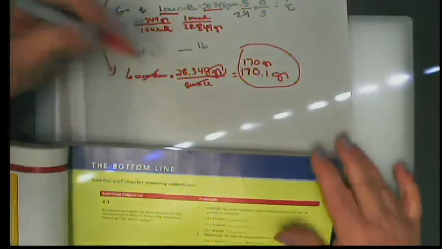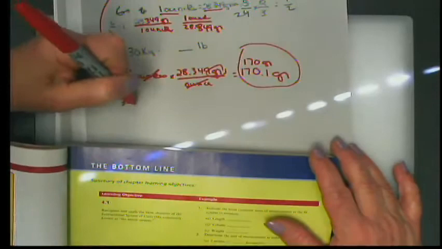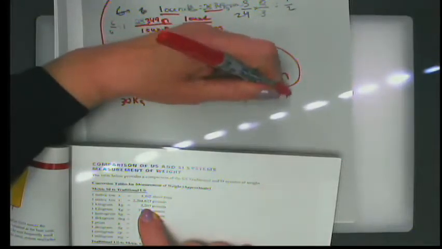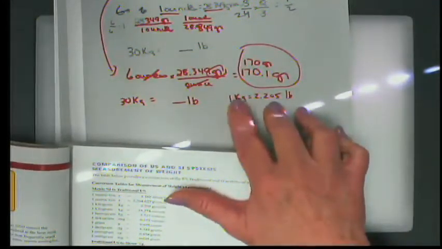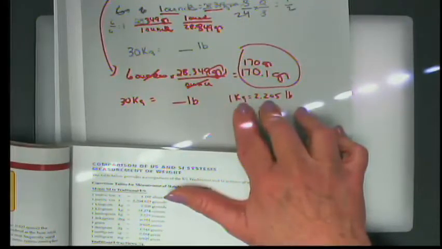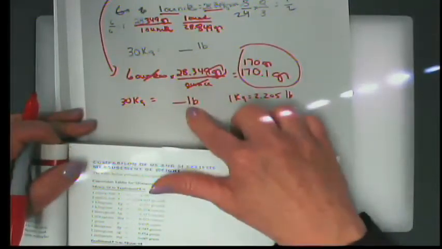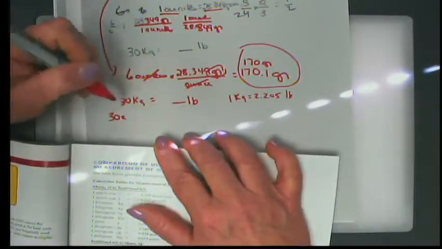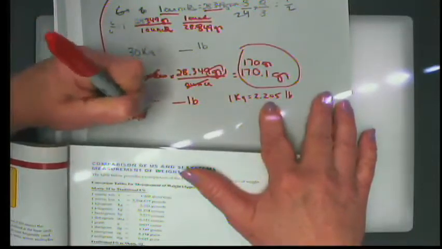Let's look at the next one. We have 30 kilograms equals how many pounds? Okay? Well, let's go back to that same page. And we get that 1 kilogram is 2.205 pounds. 1 kilogram equals 2.205 pounds. Just look at this. What has the bigger number, pounds or kilograms? Yes. So that means that this number, however many pounds, is going to have to be bigger than 30. So what would I do? Would I multiply or divide? You got it. Very good.